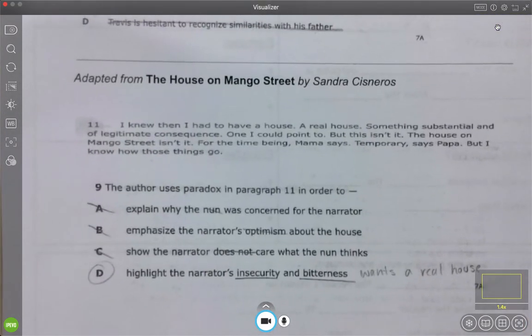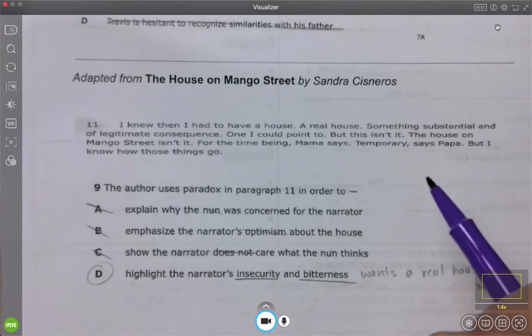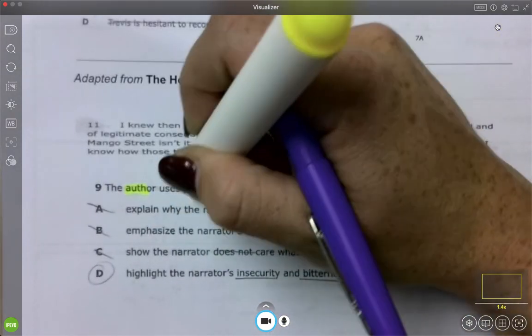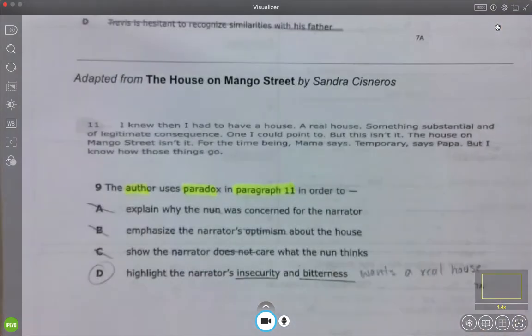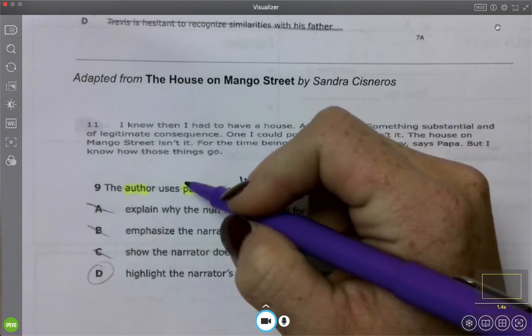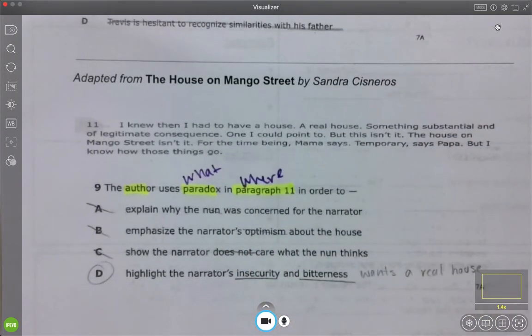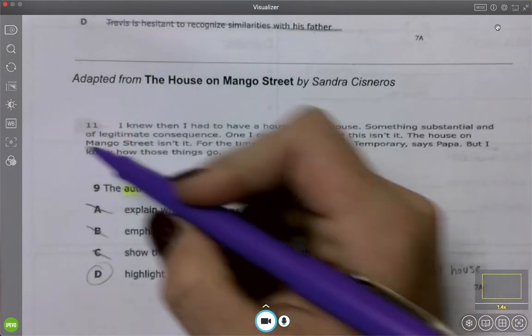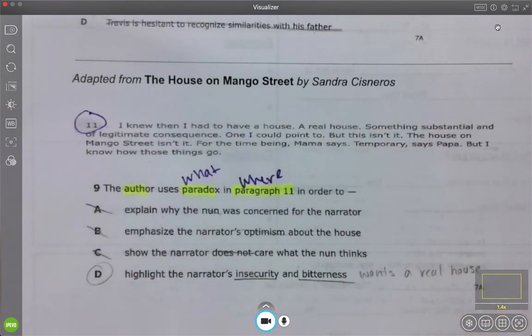I'm going to move us to the next 7A question that we had on our mock ACP. The author uses paradox in paragraph 11 in order to. Now you can't see it very well on the paper, but the student did actually highlight author, paradox, and paragraph 11. They identify the where and the what, just like the first student. Then they go back into the text and highlighted paragraph 11. They went and read through paragraph 11.